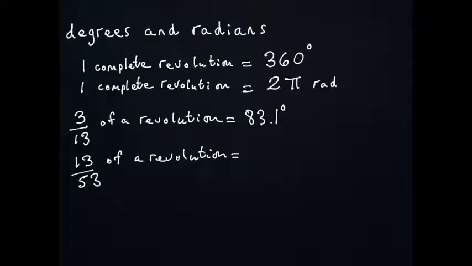13/53 of a revolution is going to be 13/53 multiplied by 360 to give 88.3 degrees. If we want to measure those rotations in radians, then we need to multiply the fraction by 2 pi. So 3/13 becomes 3/13 multiplied by 2 pi to give 1.45 radians, and 13/53 of a revolution becomes 13/53 multiplied by 2 pi to give 1.54 radians.